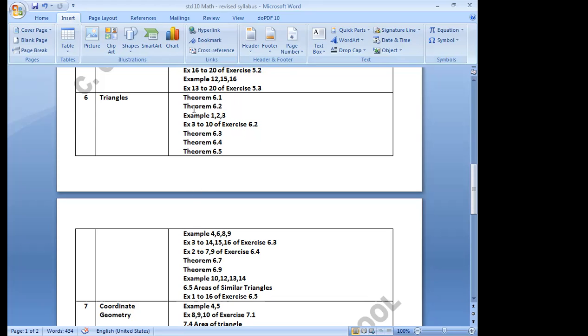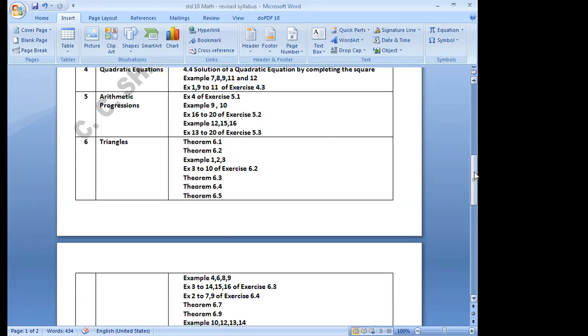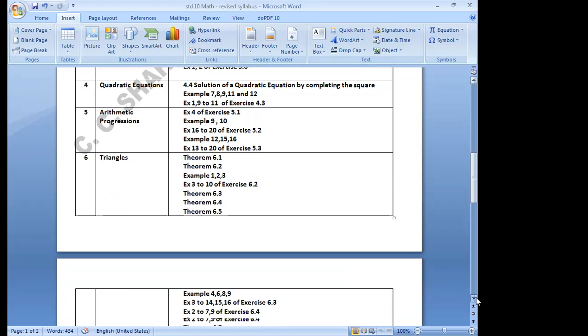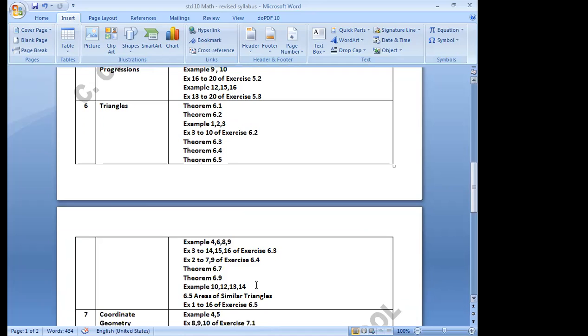So in this chapter we saw theorem 6.1. What are the excluded topics I'm talking about? In chapter number 6, theorems 6.1 and 6.2 excluded, 6.3, 6.4, 6.5 excluded, examples 1, 2, 3 excluded, sums 1 to 10 of exercise 6.2 excluded, examples 4, 6, 8 and 9 excluded, sums 3 to 14, 15 and 16 of exercise 6.3 excluded.